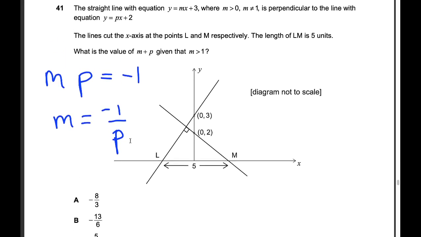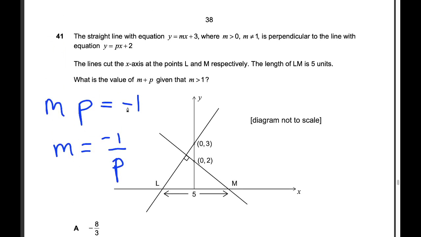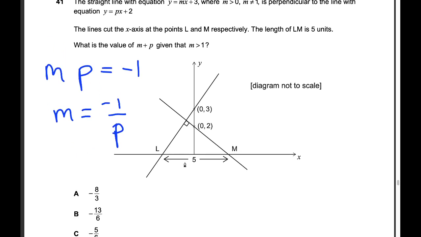Okay, so we need to find the value of m plus p, and to do it, we need to find this length here. So it'd be good to know where these two lines cross the x-axis, and that shouldn't be too hard to work out. It's going to be in terms of p or m.